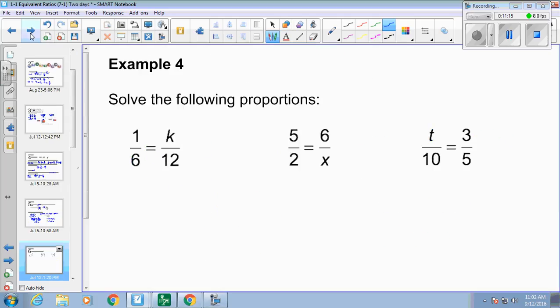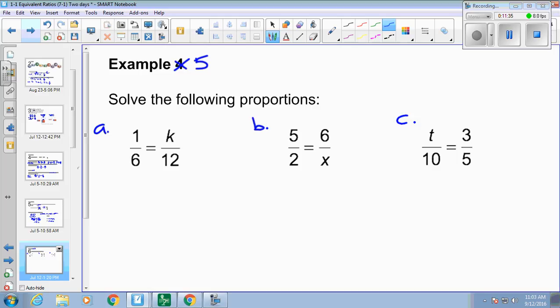So this is example number 5 for you. We're going to use cross multiplication to solve the following proportions. I will do the first one with you. This is A. I will do A with you first, and then I will have you guys pause the video and do B and C. So again, I'm multiplying across.